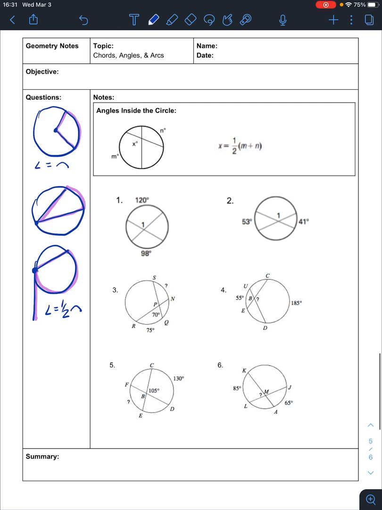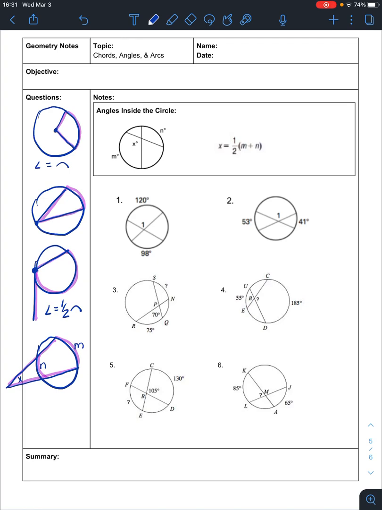Okay, and then the last one that we talked about said, what happens if it's outside? Well, we had several different situations, but basically it all comes down to the same rule. Here, we cover up the angle, and then we look, and it hits those 2 arcs. Those are intercepted, they're in between.